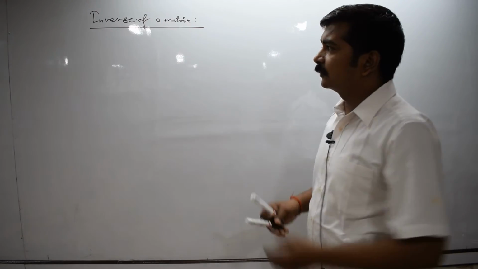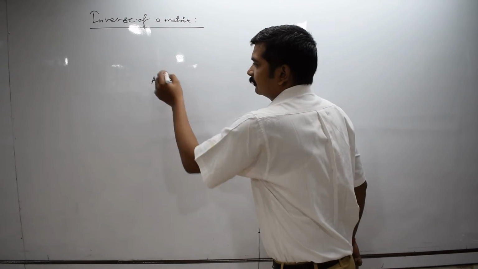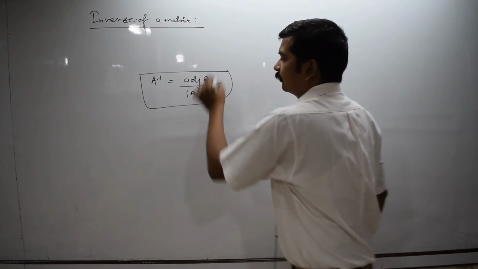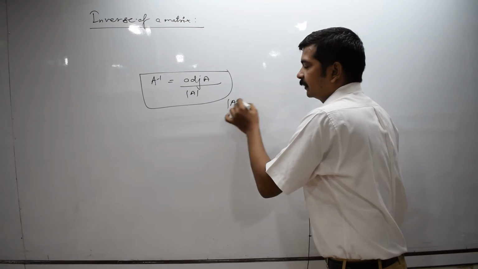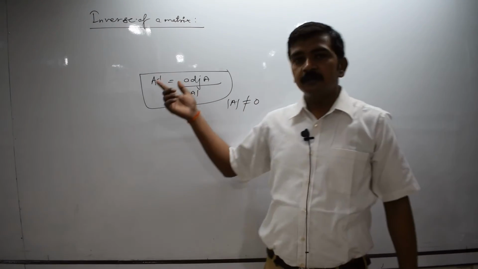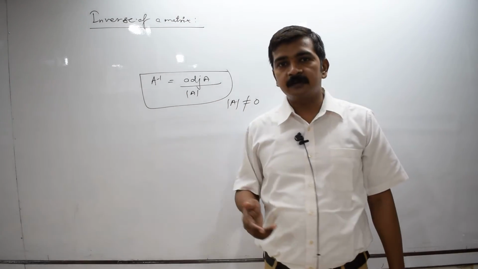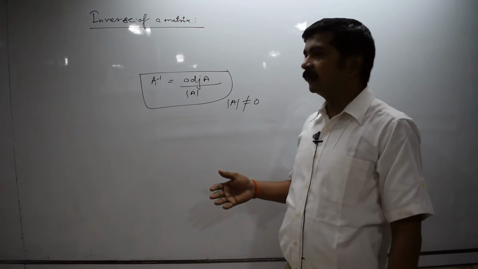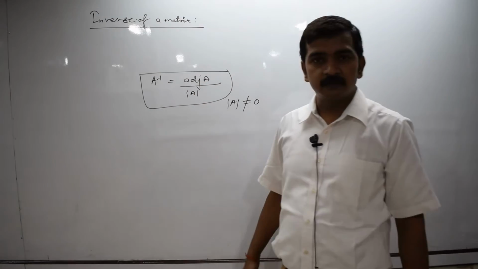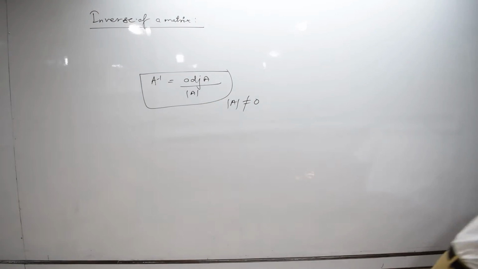The inverse of a matrix is denoted by A inverse, and A inverse equals adjoint A upon determinant A, where it is compulsory that determinant A does not equal 0. It means if we are given a square matrix A such that its determinant does not equal 0, then A will be a non-singular matrix, and A inverse equals adjoint A upon determinant A. Now, we take an example on this concept.